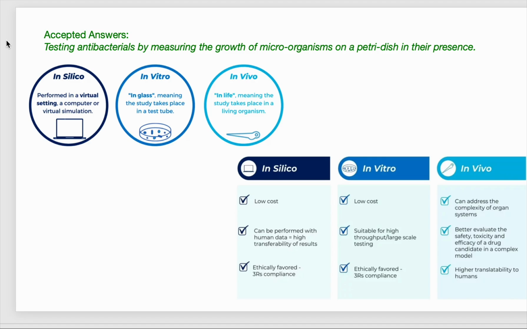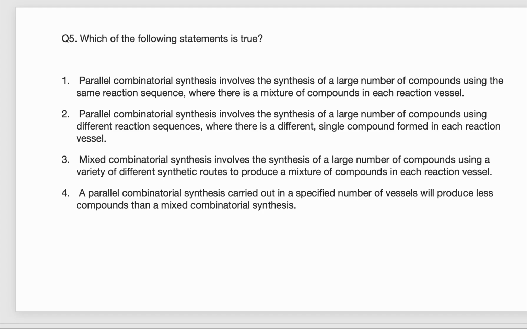The first one, in silico, is new, but it's very good. It just helps narrow down our hit molecule, so it's very important for drug optimization. Now let's move to the next question. Which of the following statements is true?